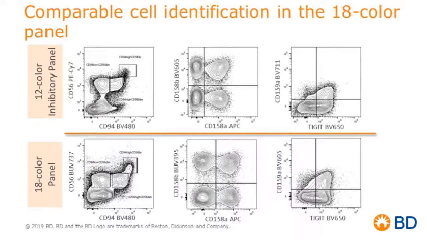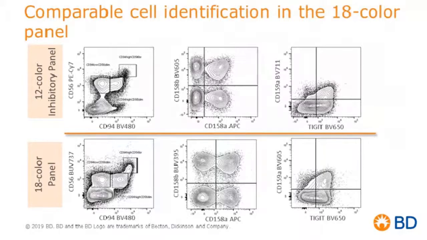And on the top, you see the 12-color panels and the definition of some of the subsets that we discussed, the major subsets based on CD56 and CD94, the inhibitory receptors and stimulatory receptors. And you can see that biologically this is the same donor. We're getting equivalent results, an equivalent appreciation of the different subsets when we have now multiplexed all the panels into one, and we have changed the fluorochromes, but we still maintain the ability to detect those subsets.